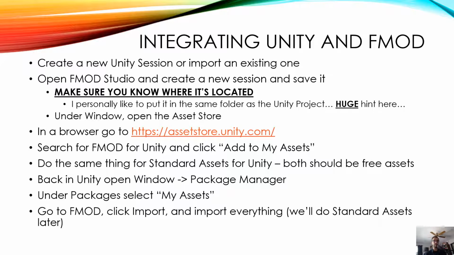Then do the same thing for the standard assets for Unity. Again, these are free assets. You are not paying any cash for this. Then go back into Unity, go to the Window menu and Package Manager, and under Packages, open up My Assets. And it should have both FMOD and standard assets in there. So just go ahead, go to FMOD, click Import, make sure everything is checked, and import everything. Don't worry about standard assets just yet. We'll do those later because we're not going to take everything.